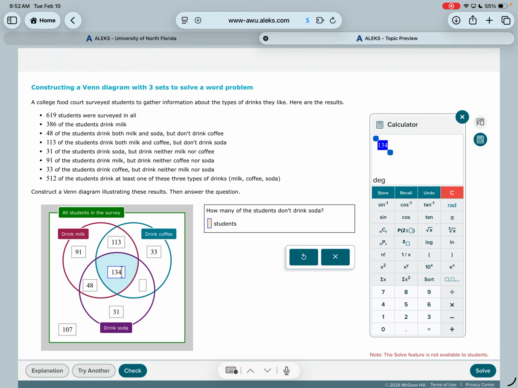Have I done everything? Oh, I'm missing one number now, so again, you can just take the total number, 619, minus each of these numbers. The shortcut here is to do 386 for all the milk, and then you got the coffee, the soda, and the ones on the outside. So that leaves me with 62 right here, okay?